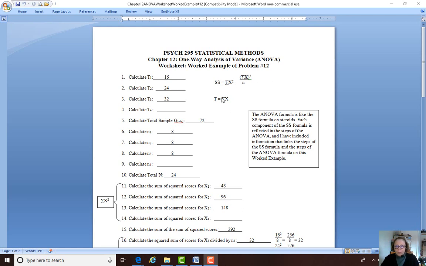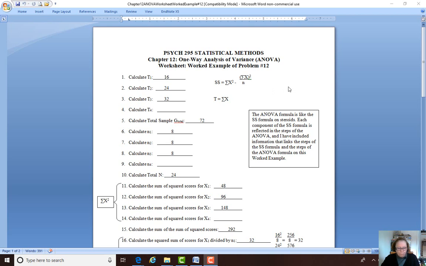Another thing important to note is that T, which stands for treatment, the sum of the scores in each treatment group, is synonymous with sum of X. So it's the same type of information, different notation. When we get to ANOVA land, there are some different terms and notations that are used, so hopefully as we work through this worksheet, it'll help you better understand all of that.